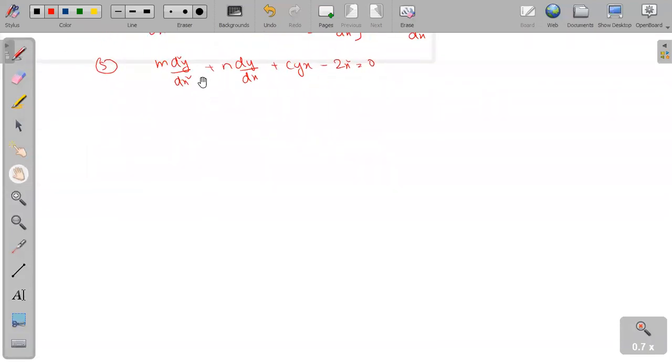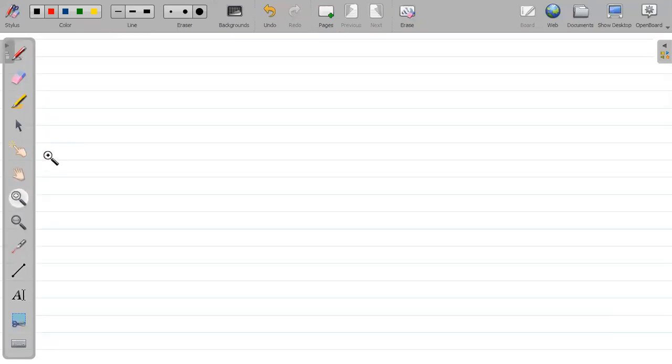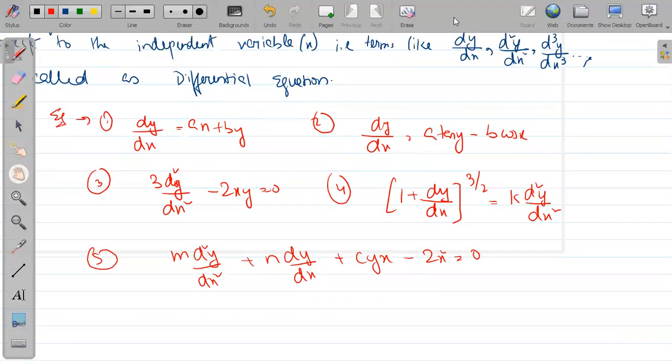Okay, so let's move fast a little bit. Yes, Kirti Sharma, please tell me. Sir, in case it is dx by dy instead of dy by dx, it won't matter, right? No, it won't matter. In that case we will be considering x as the dependent variable and y as the independent variable. So dx by dy is a derivative of dependent with respect to independent variable. We will be considering like that only.